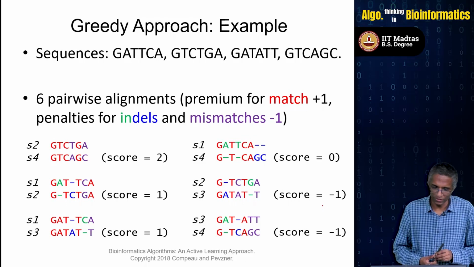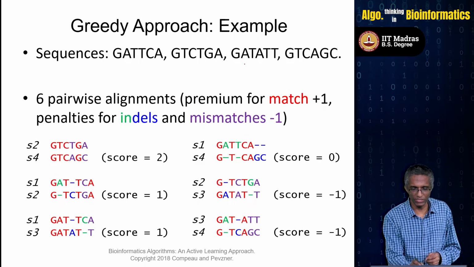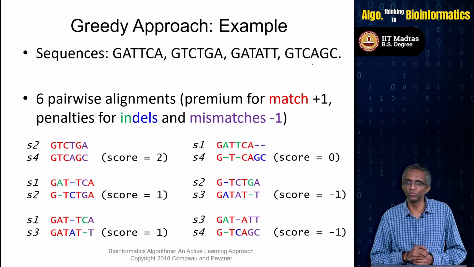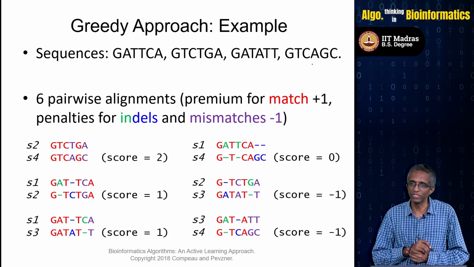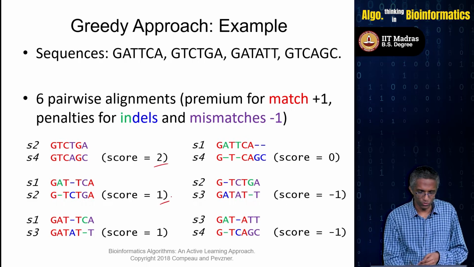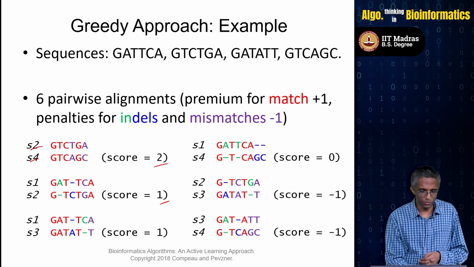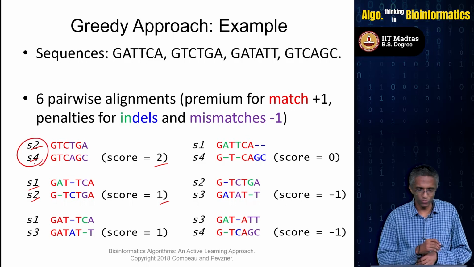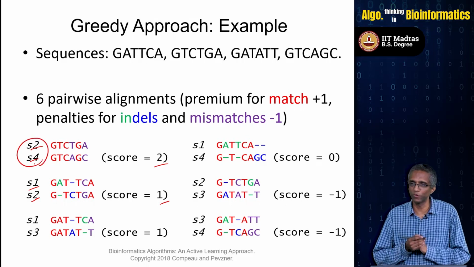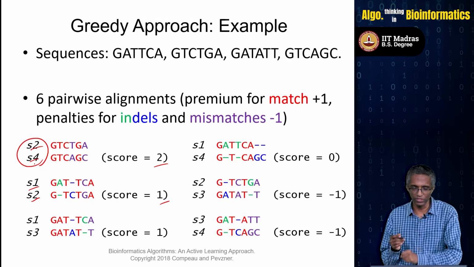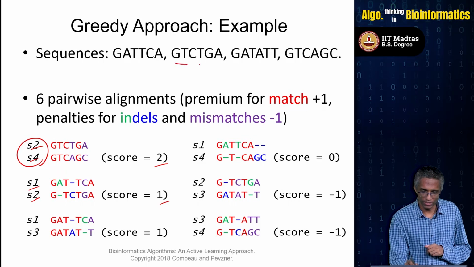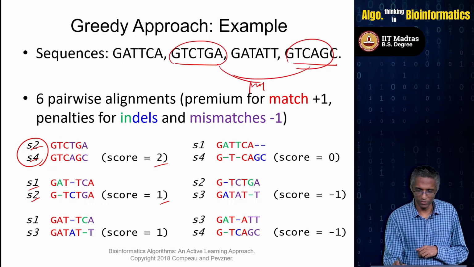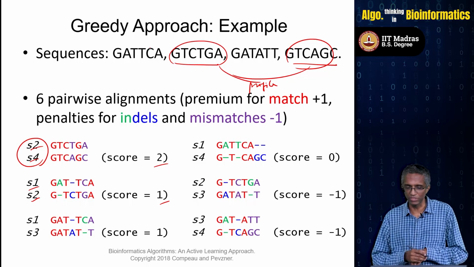This is an example here. You have these 4 sequences, right? You can do 6 pairwise alignments, so 4 choose 2 is 6, all pairs of these 4 objects. For each one of them you get a score. S2 and S4 give you a score of 2, the best alignment, S1 and S2 a score of 1, and so on. So S2 and S4 are the closest sequences. Then I can merge them into a profile, and I'll have that profile and all the other sequences. So S2 and S4 have been merged into one profile. Now I have the profile and 2 sequences, and then I can iterate.